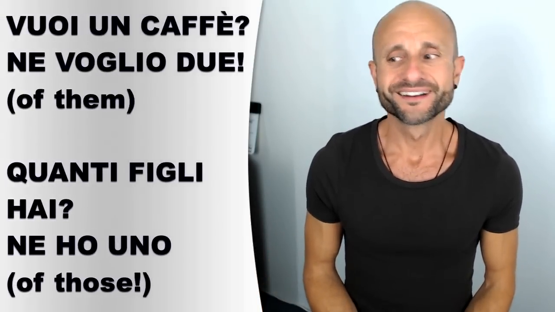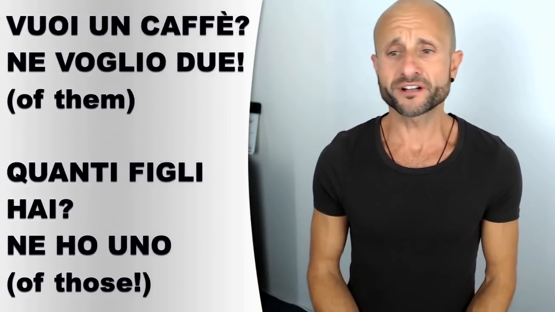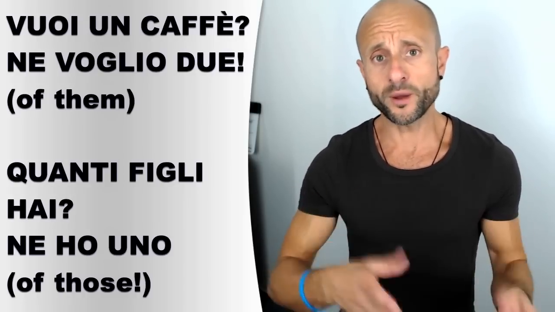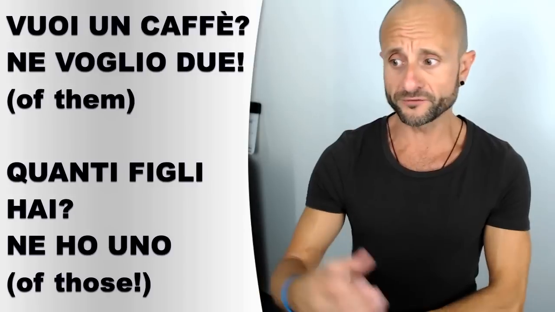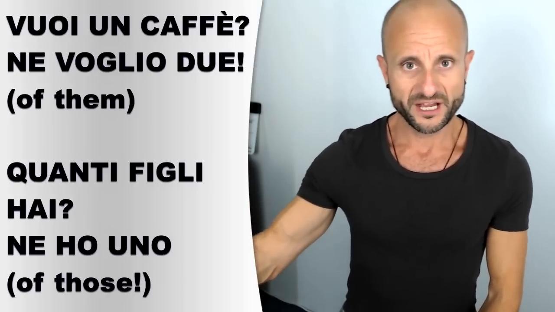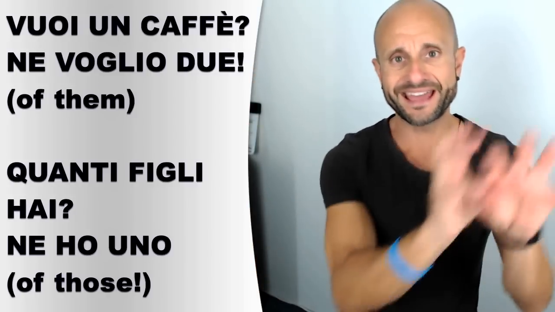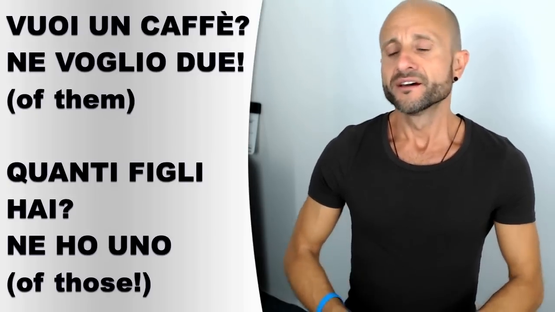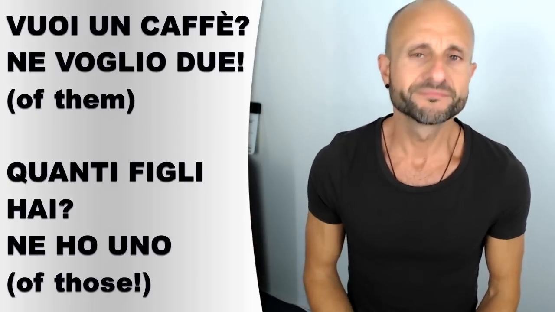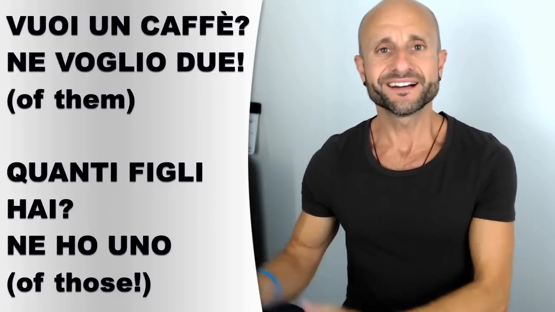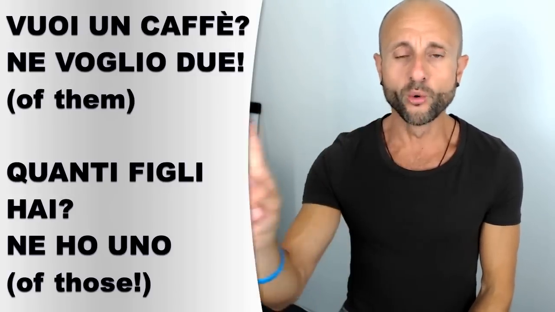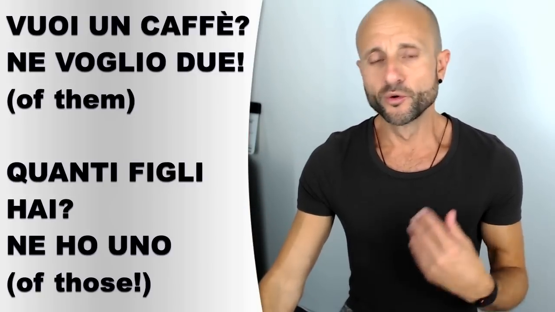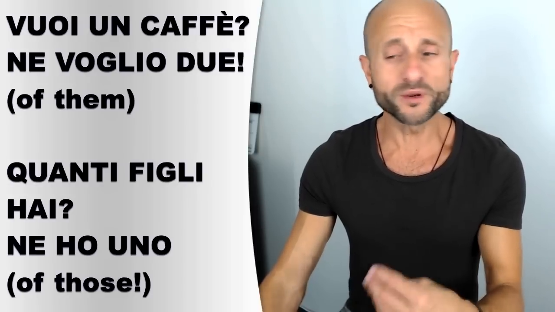So, here's a little bit of clarification. Vuoi un caffè? Ne voglio due. Do you want a coffee? I want two. That ne means of them. So if I were to not replace the coffee, I would have to say of them. I want two of them, therefore the ne replaces it. Quanti figli hai? How many kids do you have? Ne ho uno. I've got one of those kids, right? Ne ho uno. I have one of them. Again, because you would replace it with of them, you wouldn't be replacing.